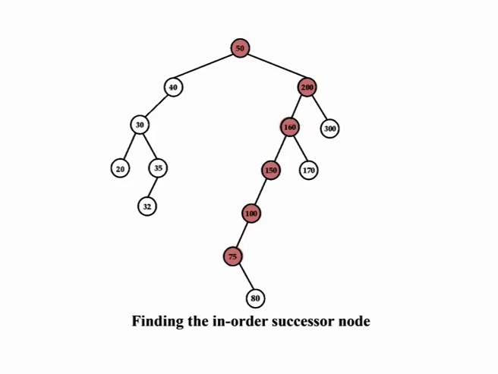Also note that node 75 has one child, which is right child. In case 75 had the left child, then this left child would have been the in order successor, as it would have been less than 75, but more than 50. Okay. We have got the idea of finding the in order successor of a node.